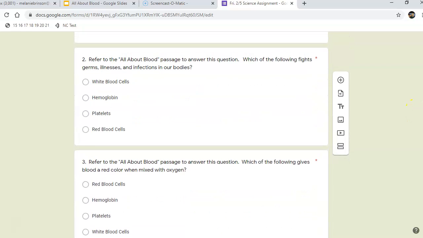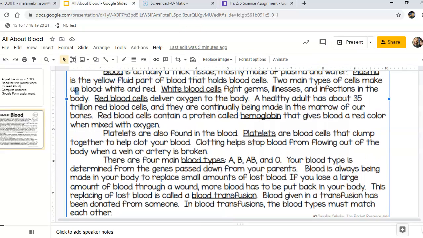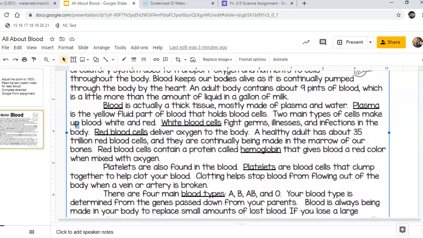Number 2, refer to the All About Blood passage, so the Google slideshow, to answer this question. Which of the following fights germs, illnesses, and infections in our bodies? Well, let me just scroll through here and see if I can find that information about infections. Oh, infections, illnesses, and germs are fought by these right here.